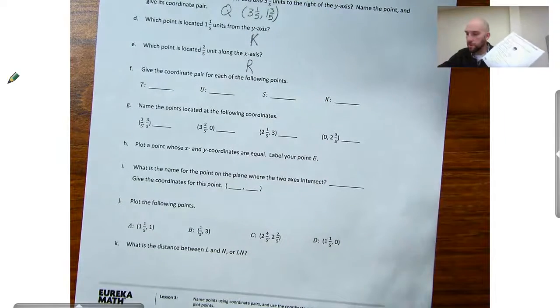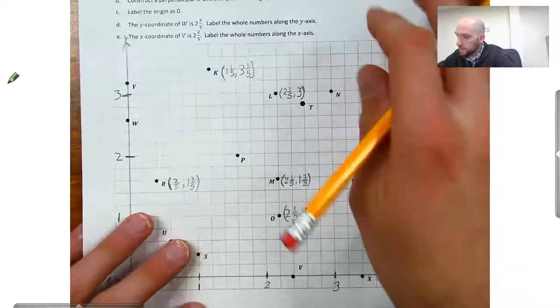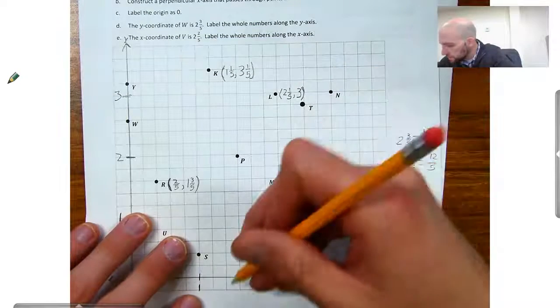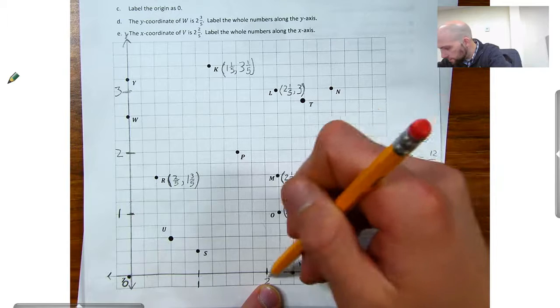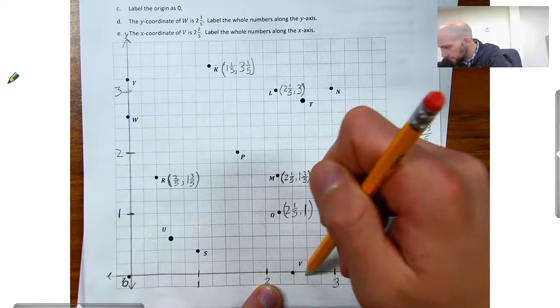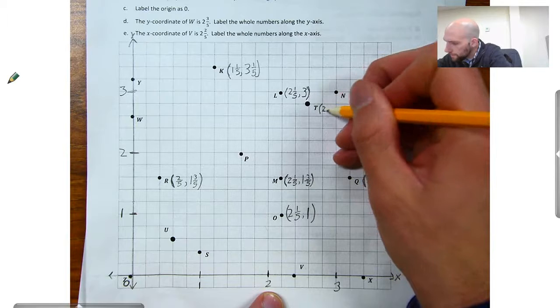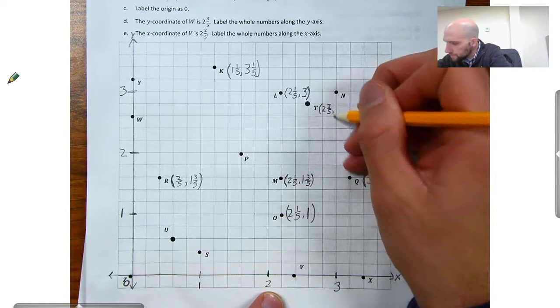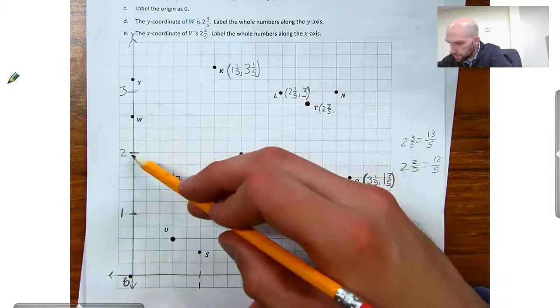And then give the coordinate pair for each of the following points. We have T, U, S, and K. So T is here. We have 2 and 3/5, and then the y coordinate is 2 and 4/5.